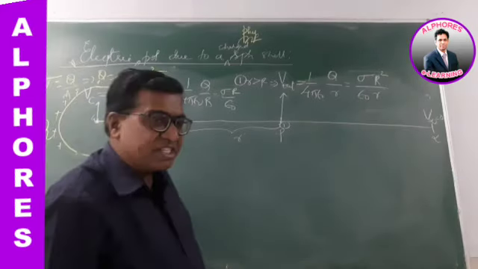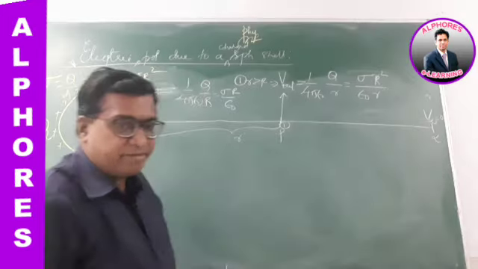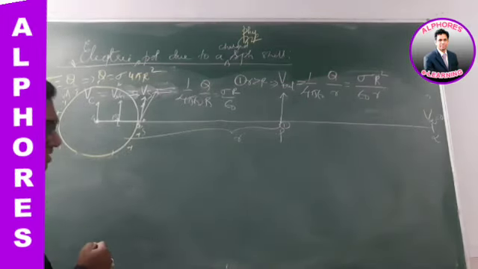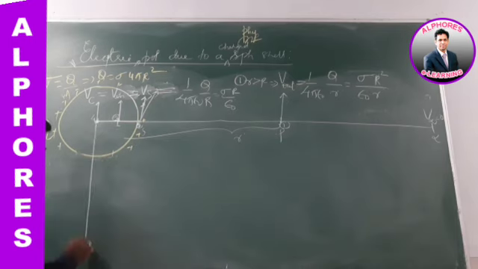Suppose I am asked to picturize this, to represent it as a graph, to show the graphical variation of the potential with distance. So let me take a graph like this.